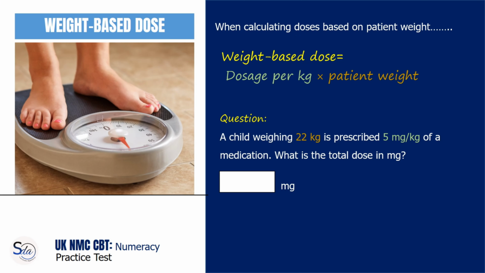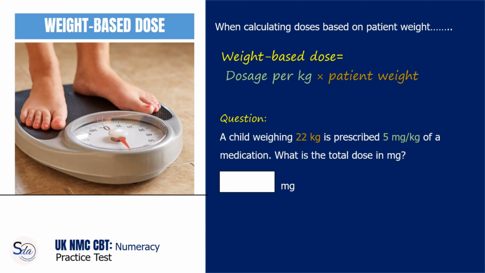To be able to calculate for the weight-based medications, there are a couple of things you have to understand, especially the formula. Let's look at it from this perspective. To calculate the weight-based dose, this is the formula you have to think about. The weight-based dose is equal to the dosage per kilogram times patient weight. So let's look at the example down here. A child weighing 22 kilograms is prescribed 5 milligram per kilogram medication. What is the total dose in milligram?